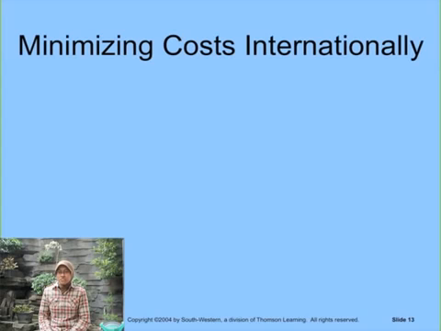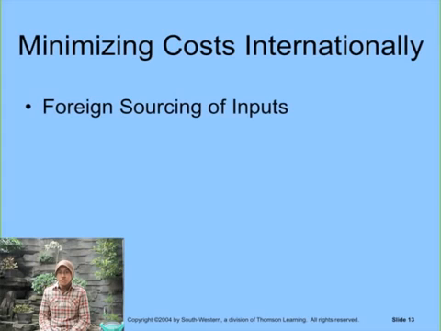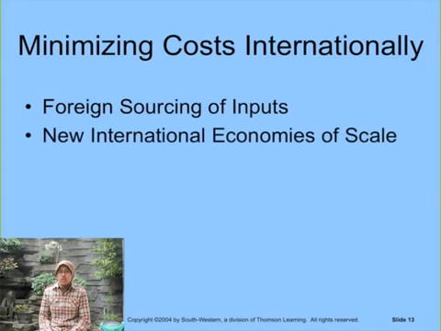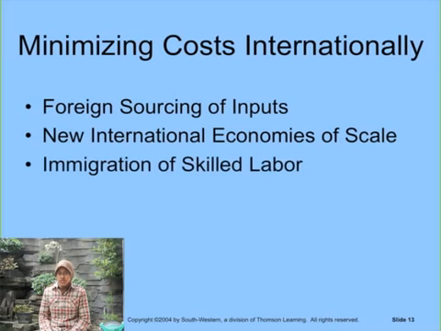International trade in inputs is important as a way for firms to minimize costs internationally. Foreign sourcing of inputs is simply a requirement to remain competitive, not a matter of choice to earn higher profit. Firms must explore sources of cheaper inputs and overseas production in order to remain competitive. This process is called the new international economies of scale, immigration of skilled labor, and brain drain. Brain drain is the immigration of highly skilled workers from poorer nations to the US and leading industrial countries in Europe.